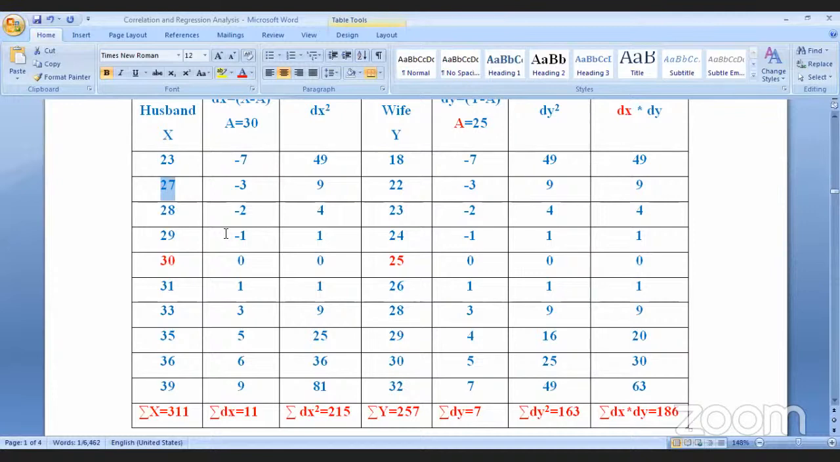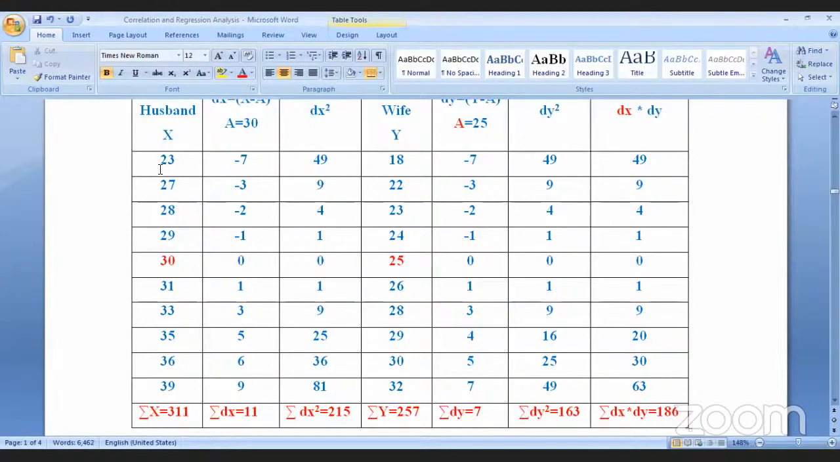Then dx square. 7 square is 49, 7 square 49, 3 square 9, 2 square 4, 1 square 1, 0 square 0, 1 square 1, 3 square 9, 5 square 25, 6 square 36, 9 square 81. Sigma dx square is equal to 215.